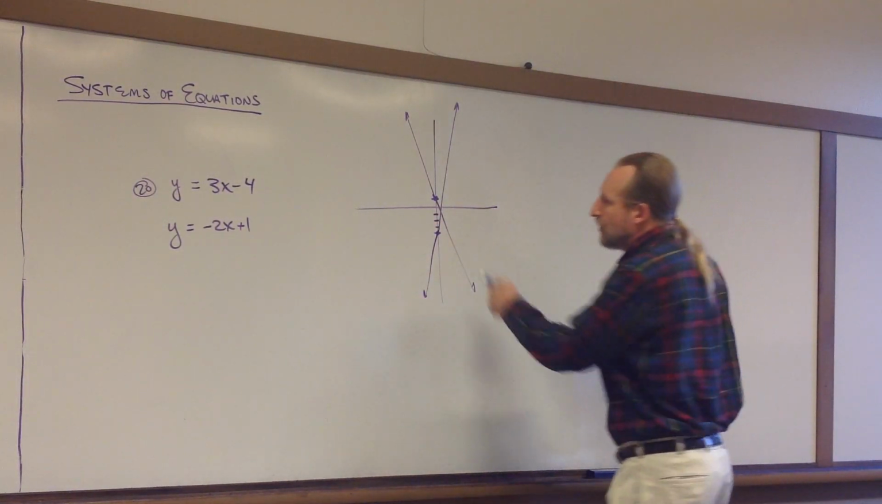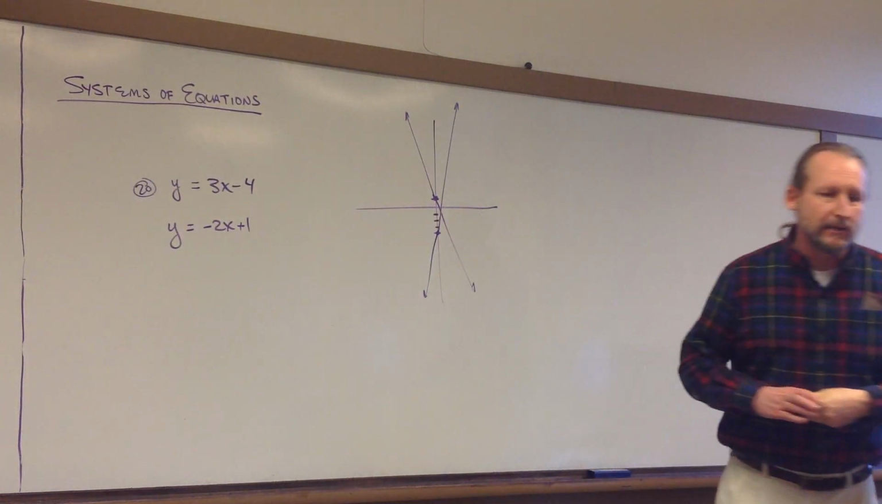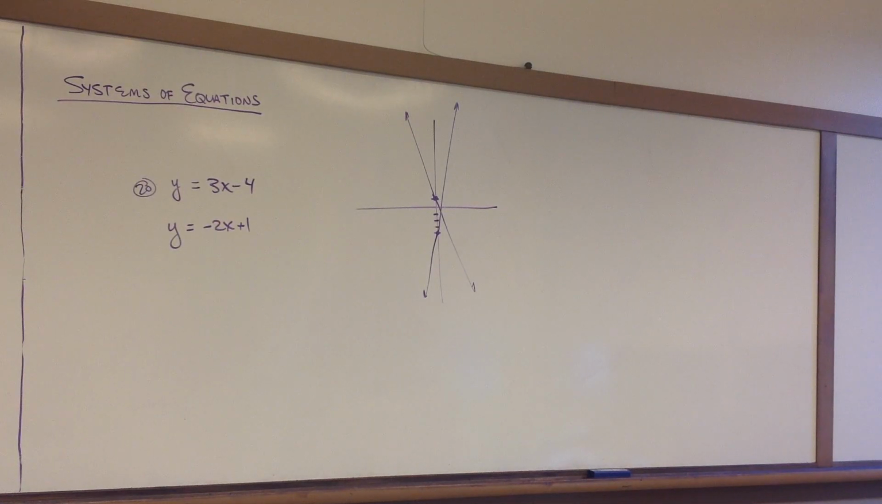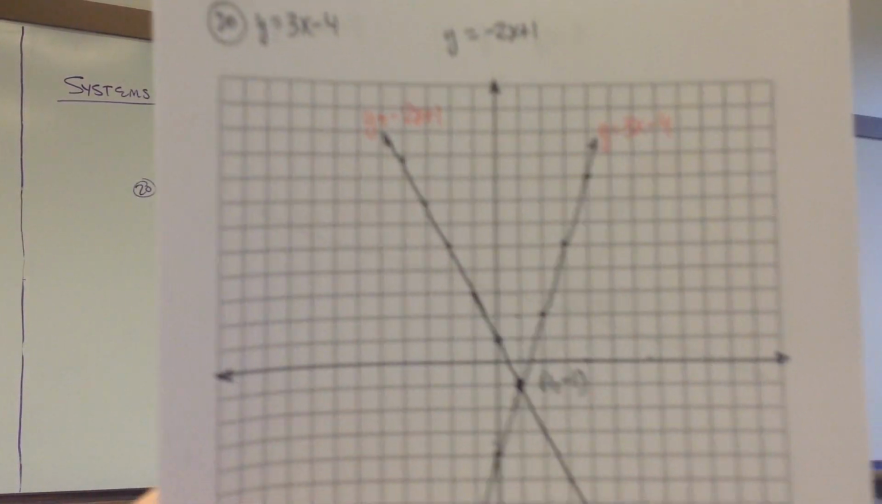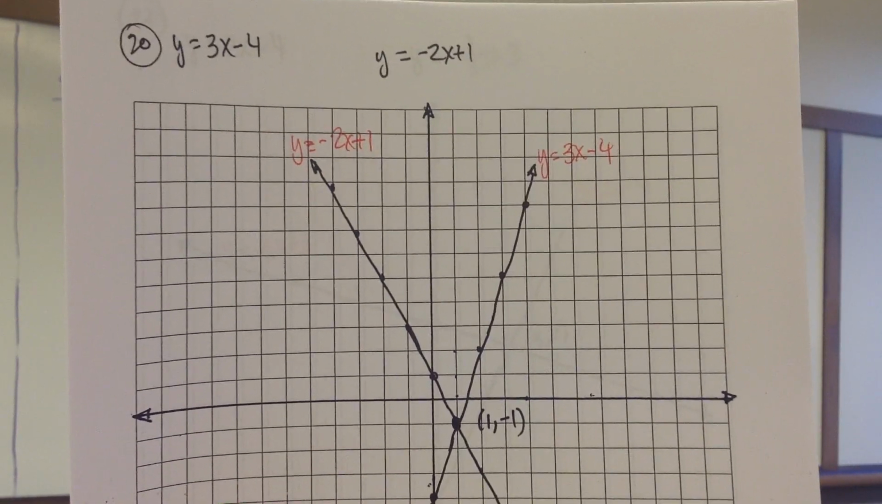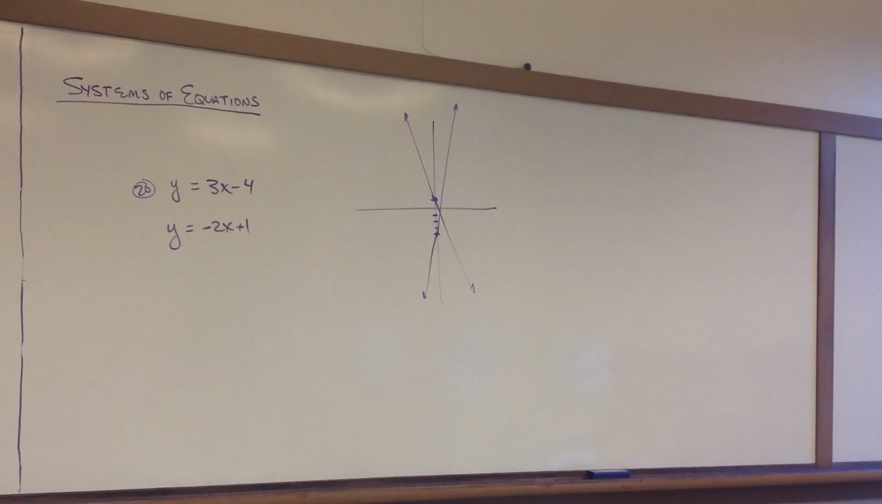I guess that could be the point where x is positive 1 and y is negative 1, but I think it's better to look at the grid before we draw any conclusions. And there it is on the grid. Yeah, where x is positive 1 and y is negative 1.